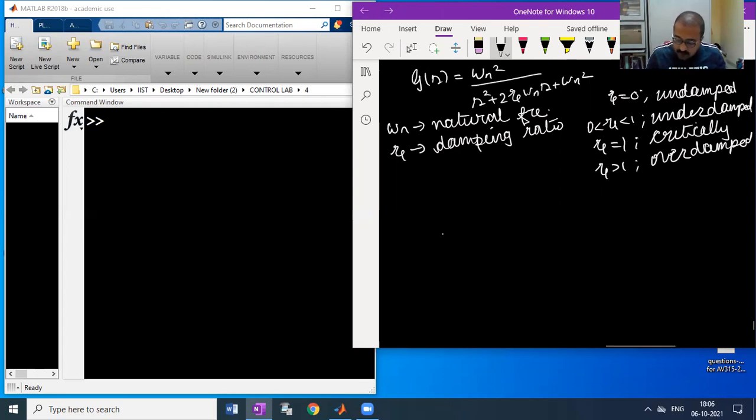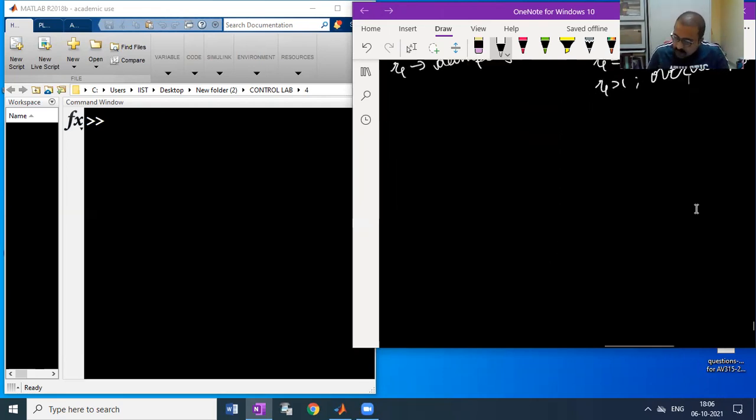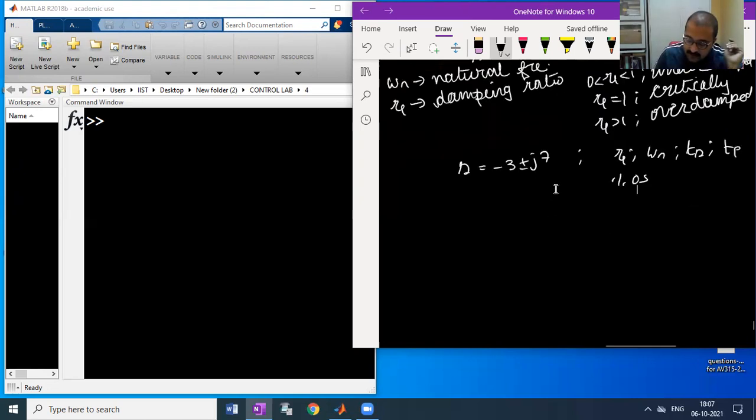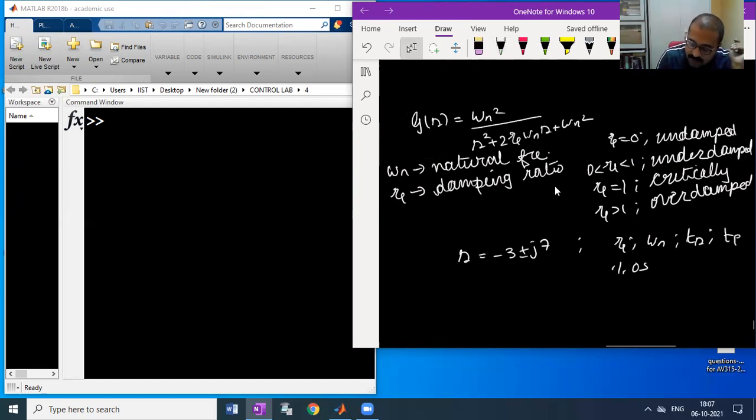Okay. So let us take a few examples here. Suppose you are given second order poles as s equals -3 plus minus j7. You are given a pair of poles -3 plus minus j7. The question is to find the damping ratio zeta, natural frequency omega n, settling time Ts, peak time Tp, and percentage overshoot. Okay, so if you remember, where were the pole locations?